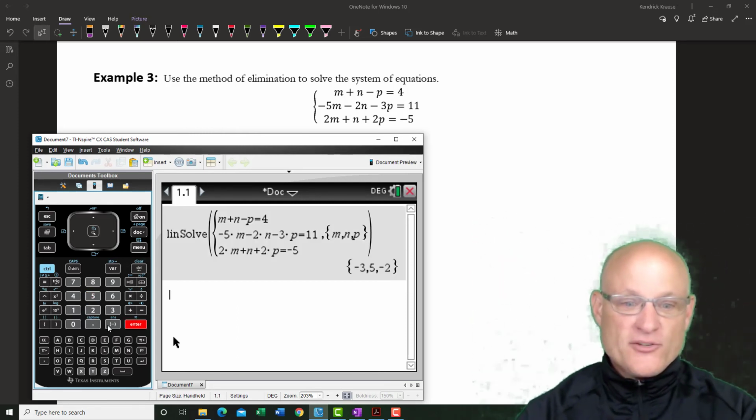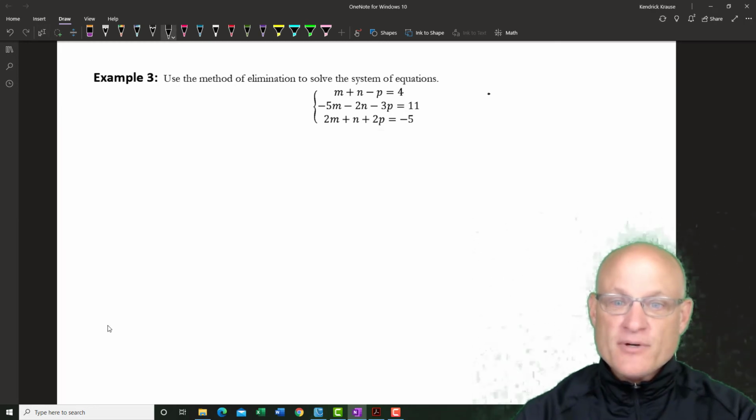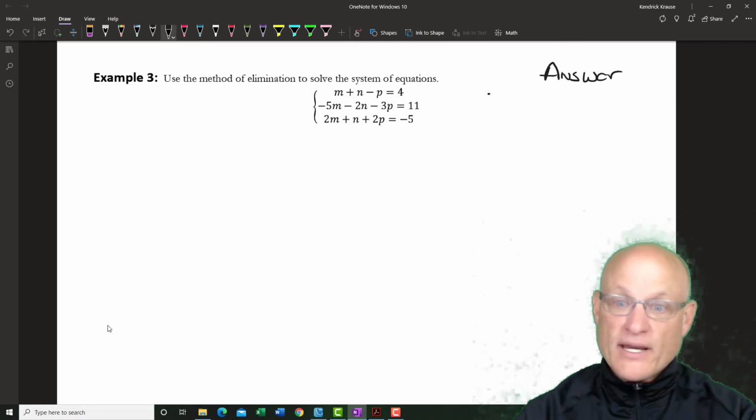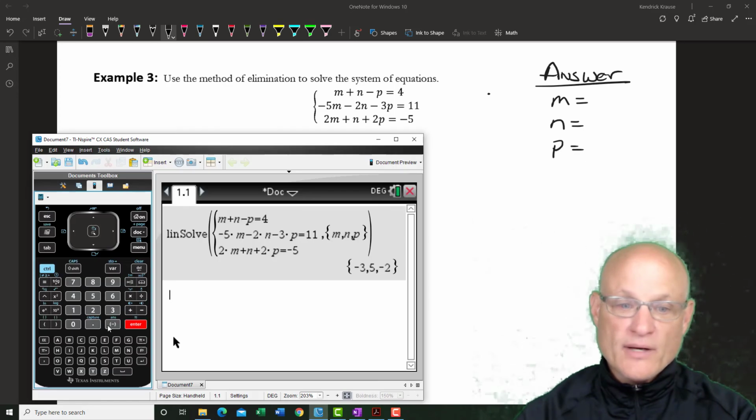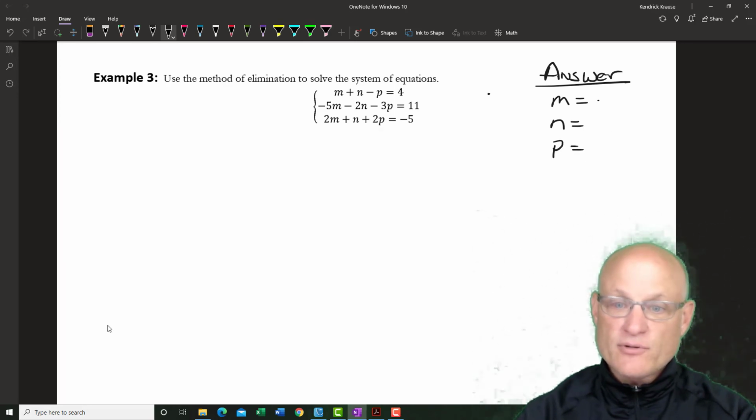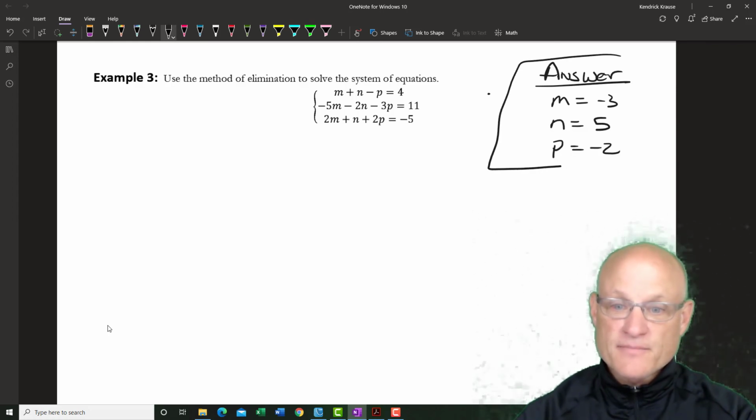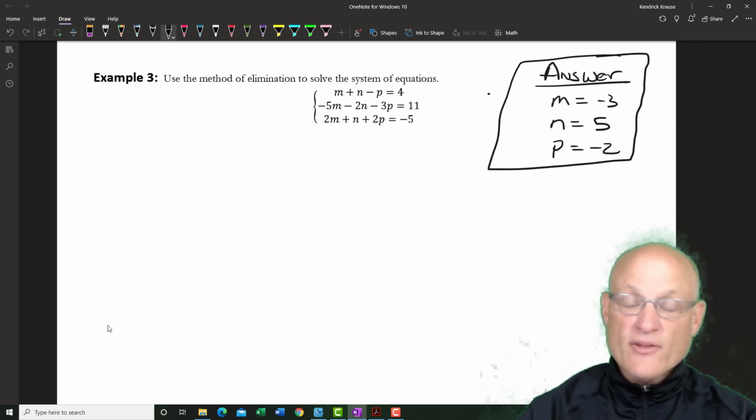They're usually right. So M, let's go here. We got, and you can write over here, answers. M equals, N equals, and P equals. And what do we got? Negative 3, 5, and negative 2. Box them in. When you're done, there's your answers.